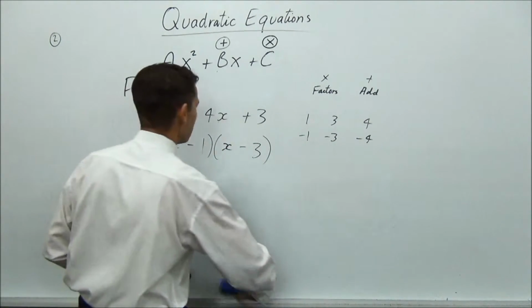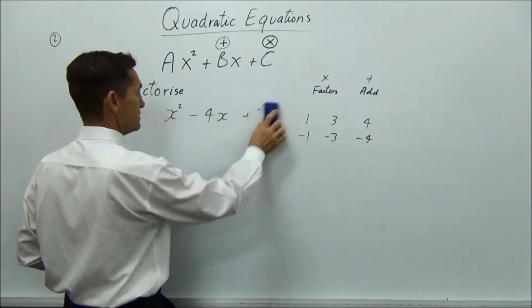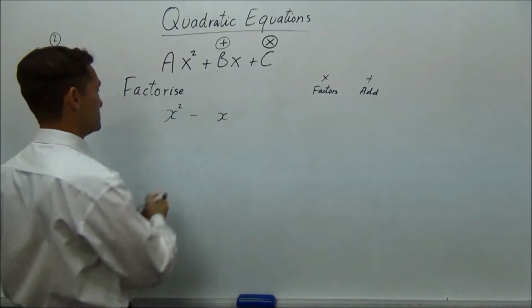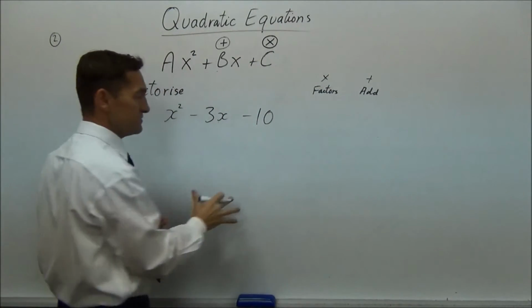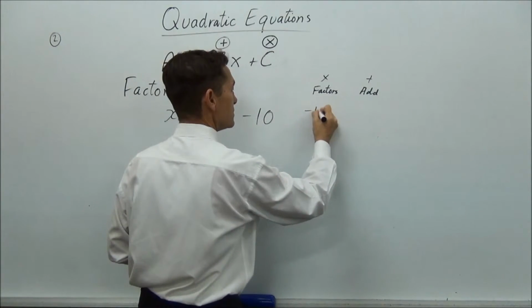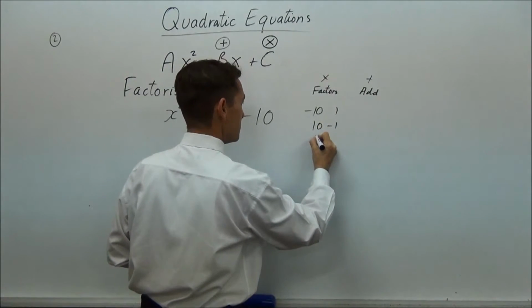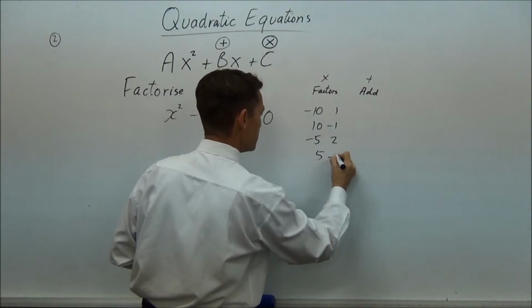Let's do another one. So this time we'll go for double minuses. So I'll throw that in. Then we'll go minus 3 and minus 10. So minus 3, minus 10. And this time we've got a few more choices, so we'll go for the factors. So minus 10 times 1, 10 times minus 1, minus 5 times 2, and 5 times minus 2.